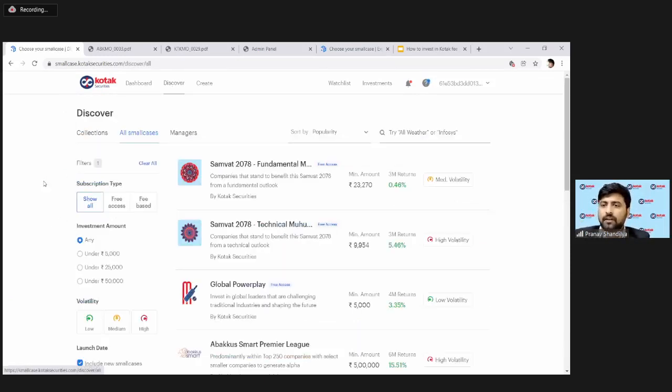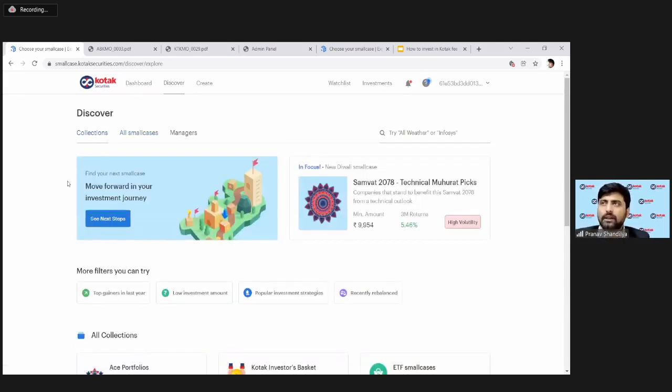So this 2.5% is a recurring fee, which depends on how much you have invested in that particular basket. So if you start your investment with 10 lakhs in Abacus Smart Premier League, then the pricing structure will be 2.5% of 10 lakhs. That is the trailing pricing structure. And the upfront fee will be 3,500 plus GST.